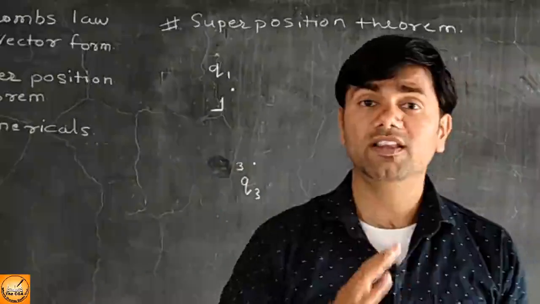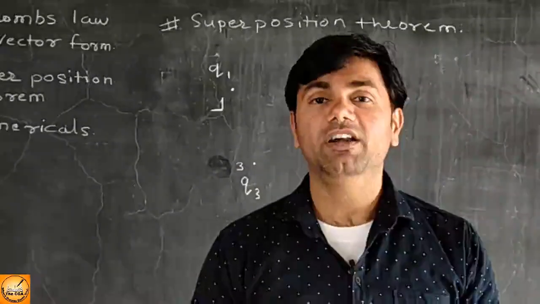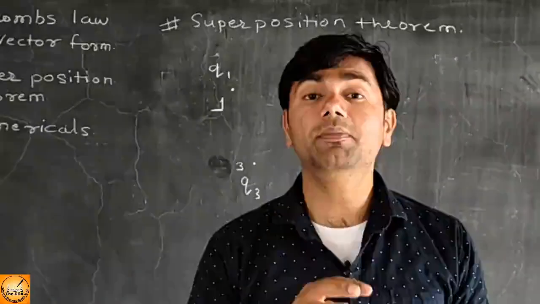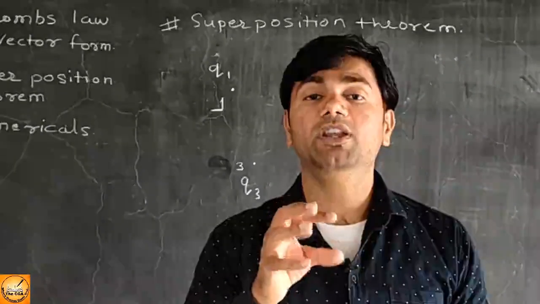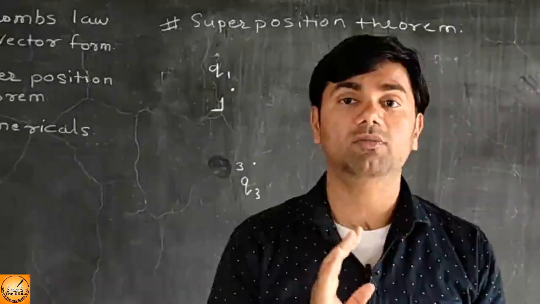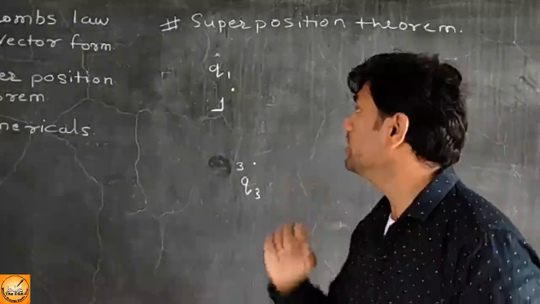So whenever two forces are acting on one body, then the net force that is going to act will be the vector addition of the individual forces which are going to act on that body. So let's see on the board.